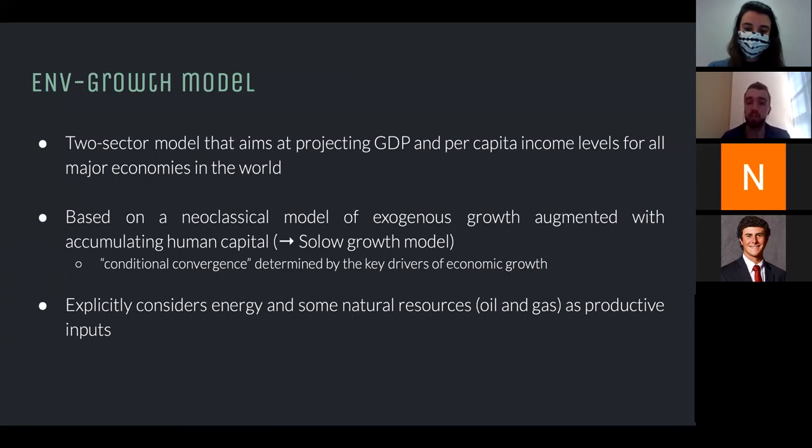It's based on a slow growth model. And it means that there is some conditional convergence, which is determined by the key drivers of economic growth, which are labor, human capital, physical capital, natural resources, and total factor productivity. This model also explicitly considers energy and some natural resources like oil and gas as productive inputs. So this is very important to take into account. On the next slide is shown the Solow model.